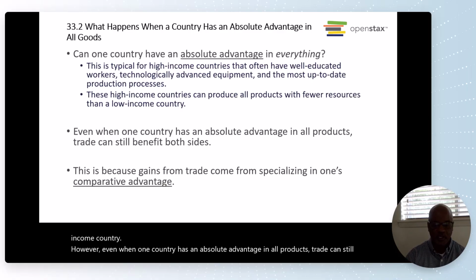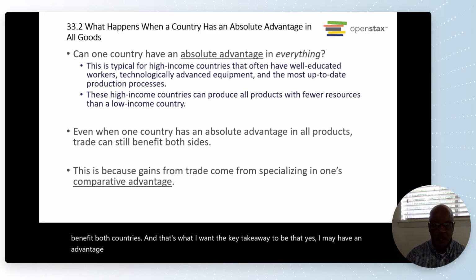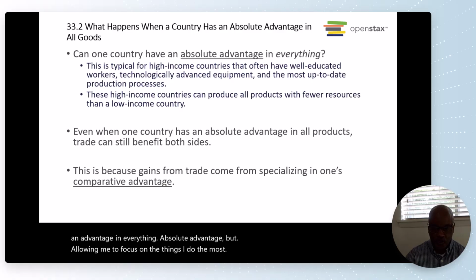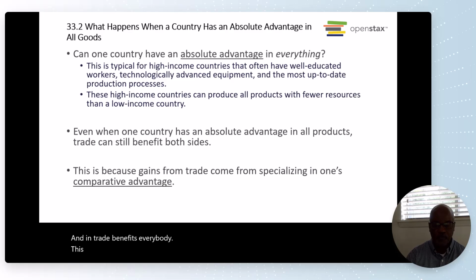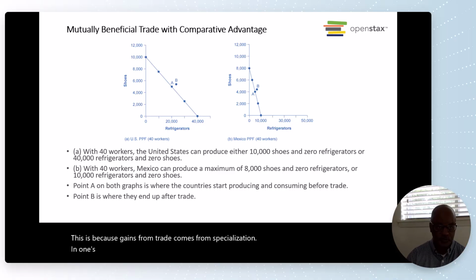And that's what I want the key takeaway to be, that yes, I may have an advantage in everything, an absolute advantage, but allowing me to focus on the things I do the most, and then trade benefits everybody. This is because gains from trade comes from specialization in one's comparative advantage.